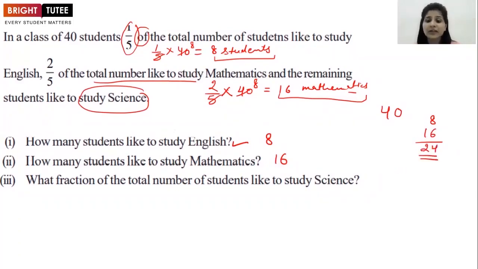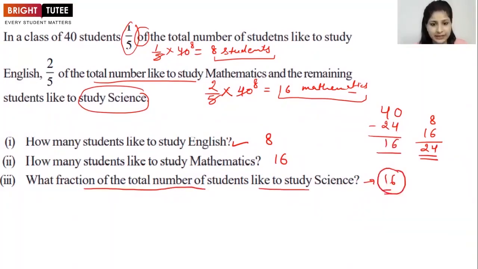Okay, now if there are 24 students who like to study maths and English, the rest of the students like to study science. So we can subtract 24 from 40. 10 minus 4 is 6. 3 minus 2 is 1. So how many are left? 16 students are left who like to study science. So what we have calculated is the number of students out of 40 who like to study science.